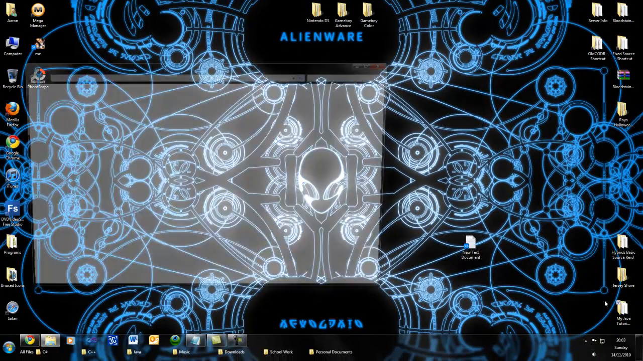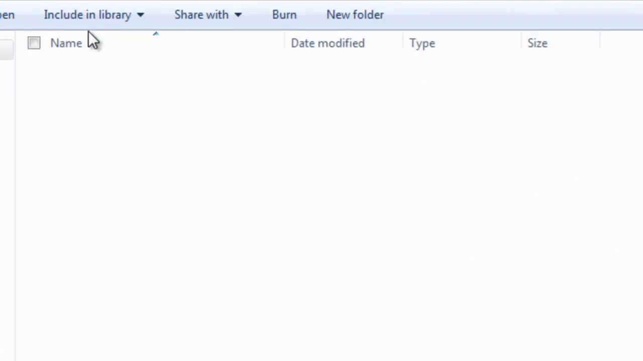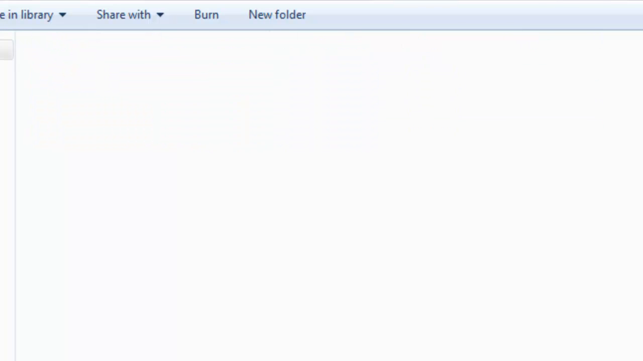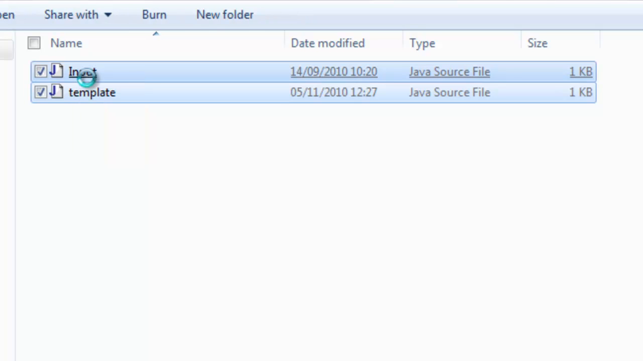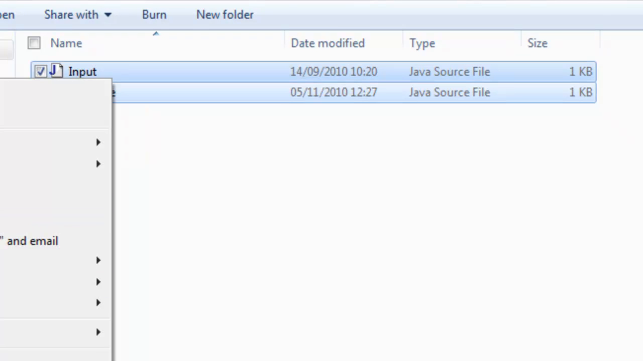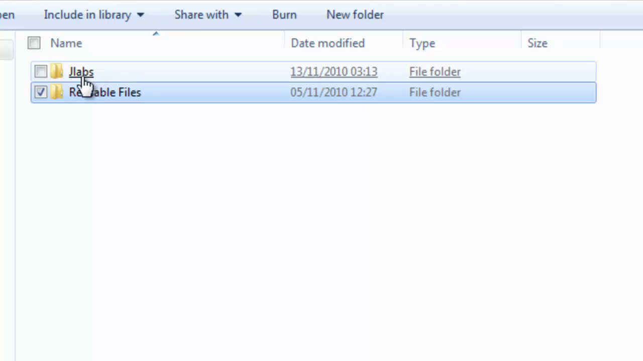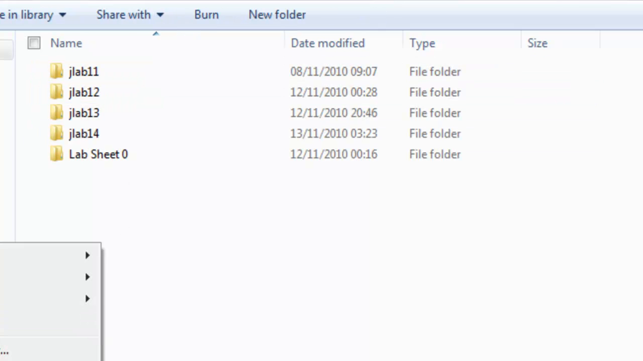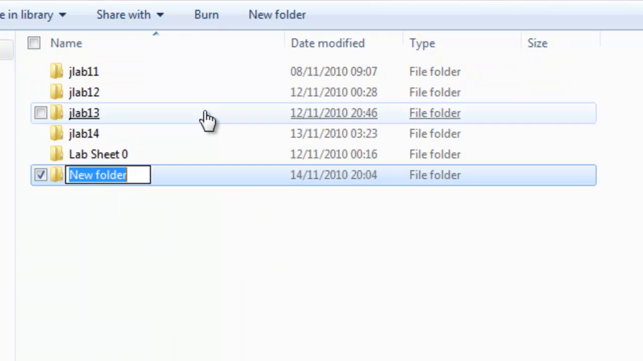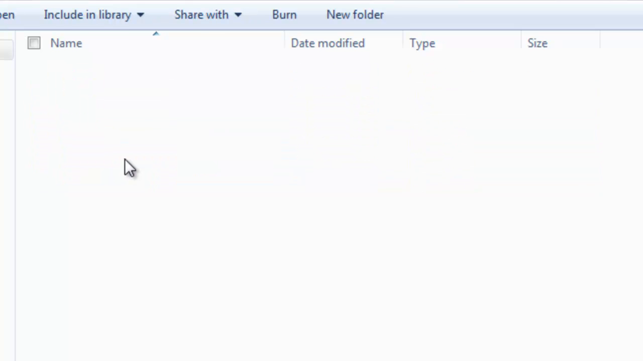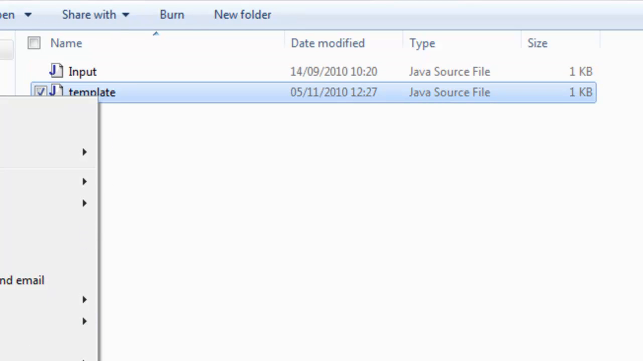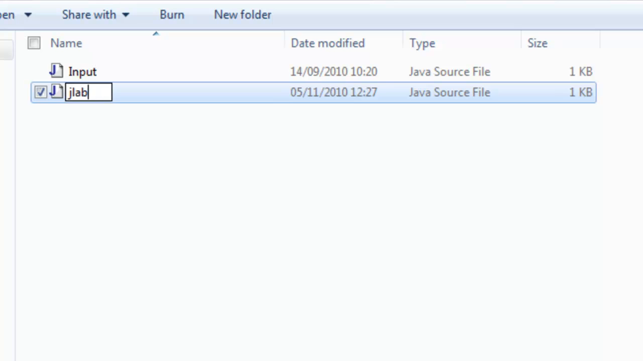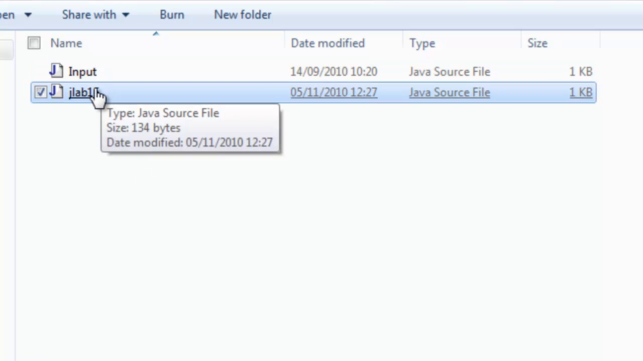As usual with my Java tutorials, I should start preparing these before I actually make the video. It'd save a little bit of time, and I don't have a lot of it. Copy JLabs, new folder, Jlab15. Paste, rename, Jlab15. Okay, and we're ready to go.